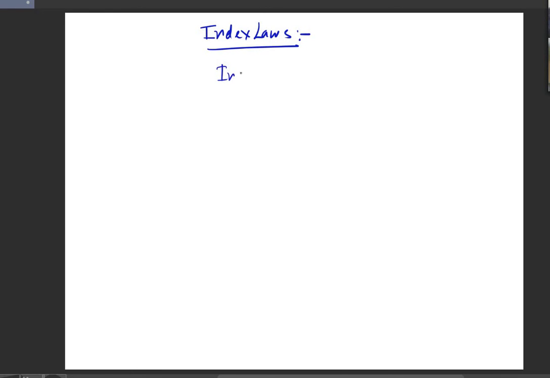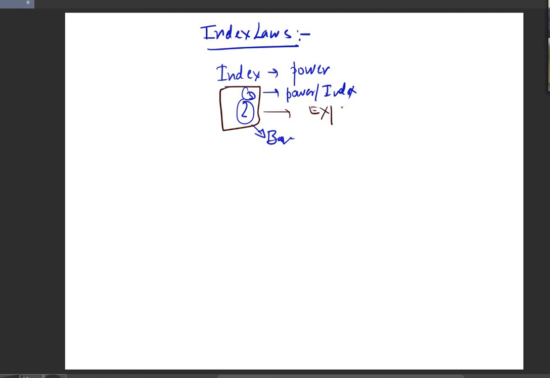Index actually means power, right? So if I write, let's say, 2 raised to the power of 3, this 2 is the base and 3 is the power or index. And combined, this 2 raised to the power 3 is known as exponential.